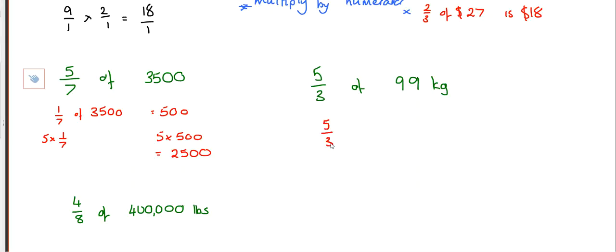So 5/3 times 99. I'm going to put it over 1. I'm going to cross cancel. 3 with 99 is 1 and 11. No, 33. It's an obvious mistake to make, but you kind of did make it slip. Which equals 5 times 30 and 5 times 3, however you want to do it. But the answer is kilograms.